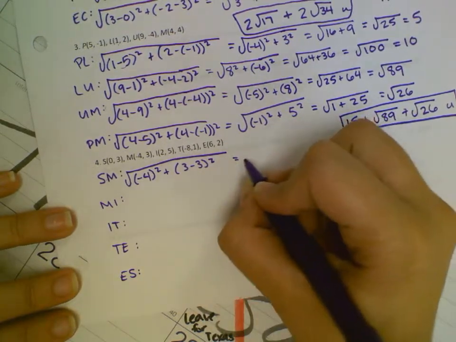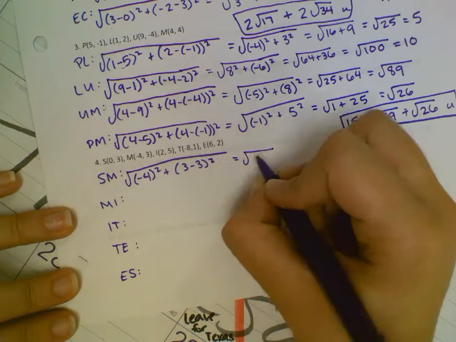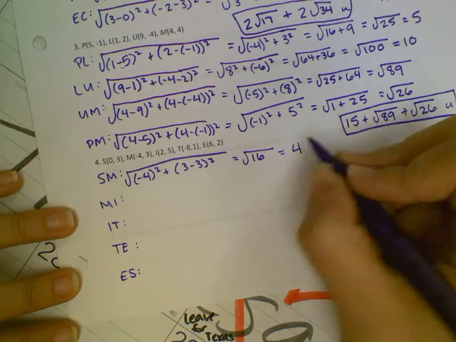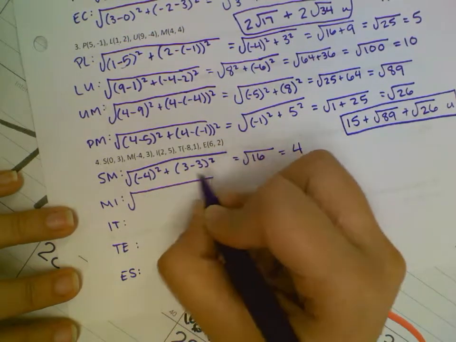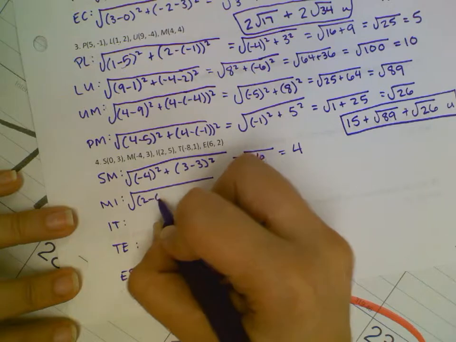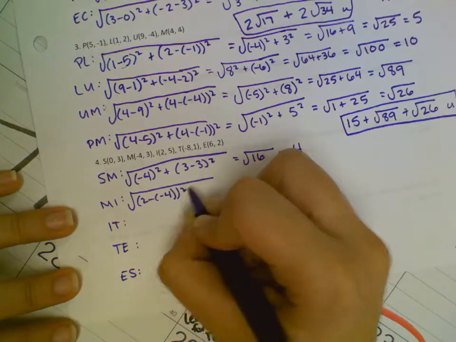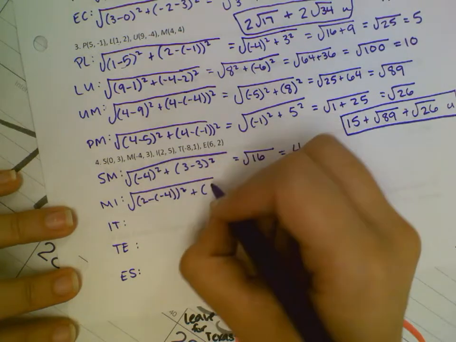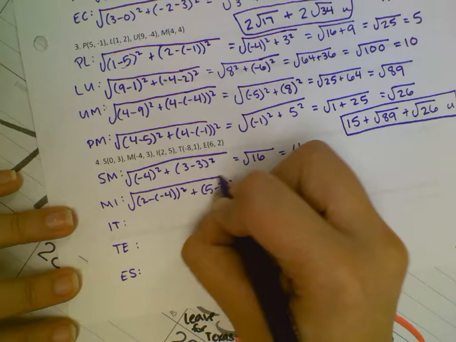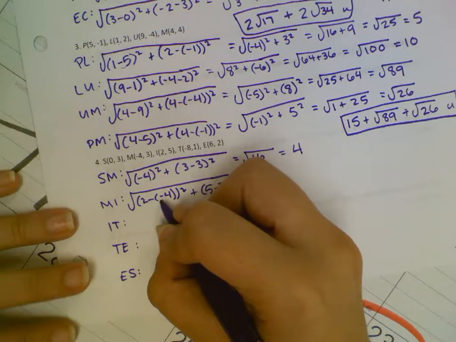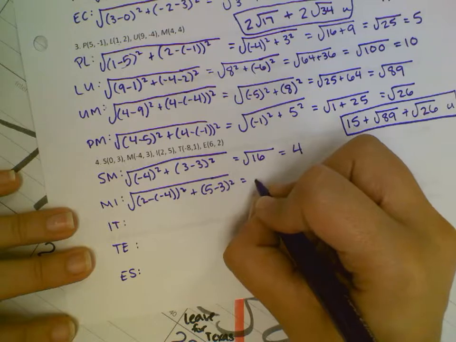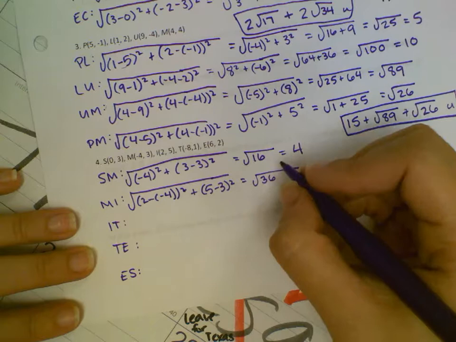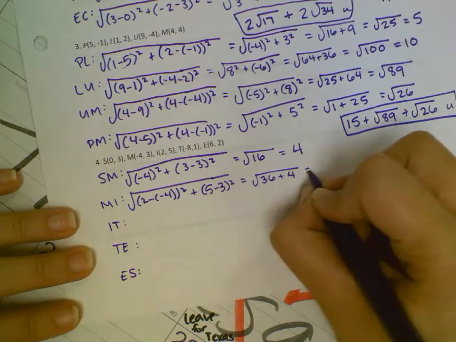I'll go ahead and keep going here. Negative 4 squared is going to be 16, and 3 minus 3 is 0. So now we have the square root of 16, which is 4. For MI, we'll take the square root of 2 minus negative 4 squared plus 5 minus 3 squared. 2 minus a negative 4 will be 2 plus 4, which is 6. So 6 squared is 36. 5 minus 3 is 2, and 2 squared is 4. So this will be the square root of 40.